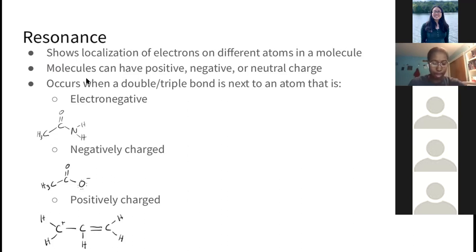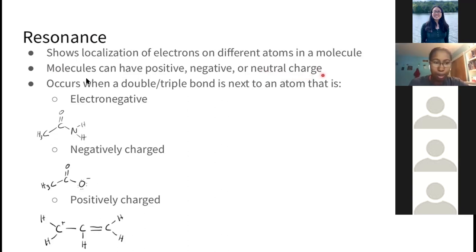A lot of times, especially when atoms have a positive charge or a negative charge, that deficiency or surplus of electrons can be really unstable for a molecule. And in organic chemistry, molecules always want to be as stable as possible. So they can get rid of that surplus or deficiency of electrons by passing the charge around from atom to atom to atom. It's also important to note that you can have resonance even if your molecule is completely neutral.